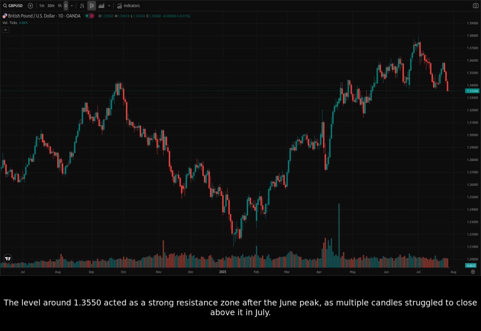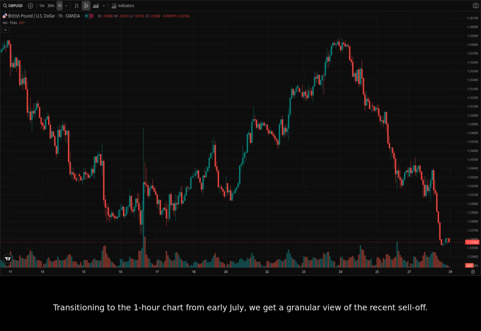The level around 1.3550 acted as a strong resistance zone after the June peak, as multiple candles struggled to close above it in July. Transitioning to the 1-hour chart from early July, we get a granular view of the recent sell-off. A clear pattern of lower highs and lower lows has been established since the initial drop from the 1.37 range.